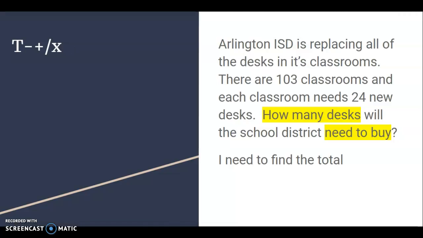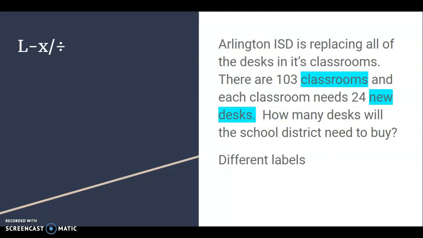Okay. So after I look at the total, then I want to look at the labels. Okay, so think for a minute. 103 what? 24 what? Okay, those are your labels. So there are 103 classrooms and 24 new desks. Those are different labels. So if they are different labels, that means that my options are to multiply or divide. So once I know both of those, then I can look at it all together.